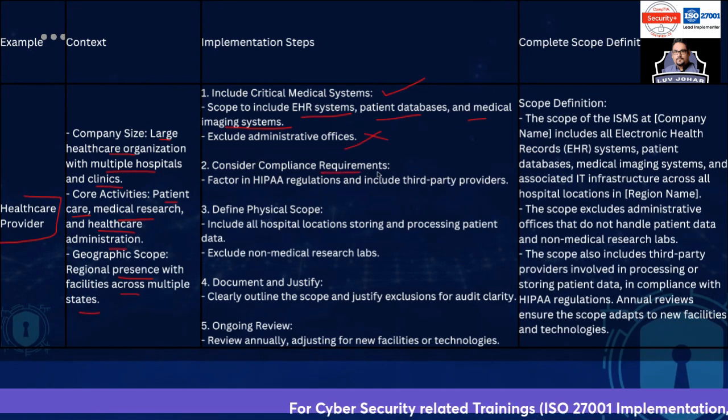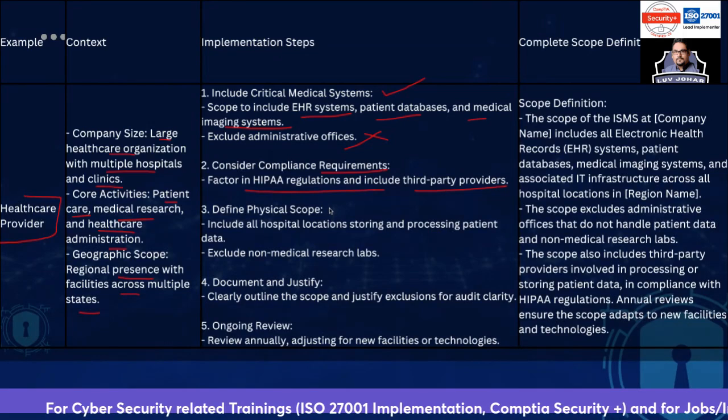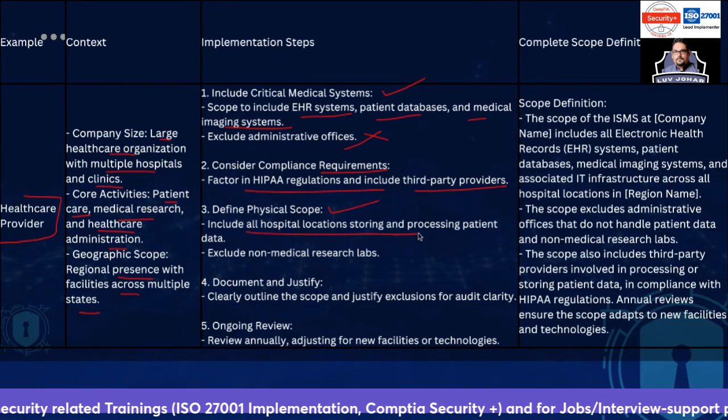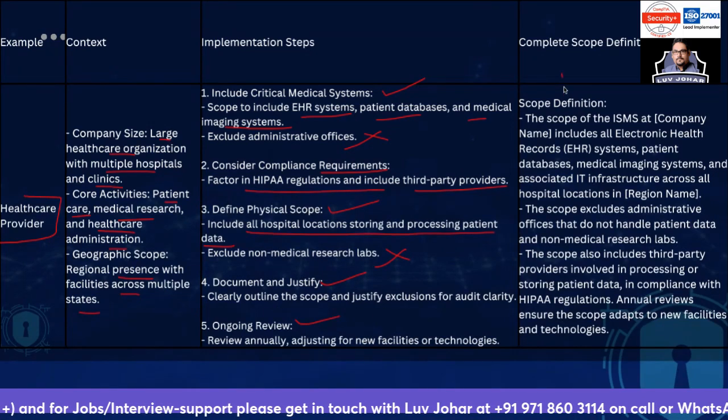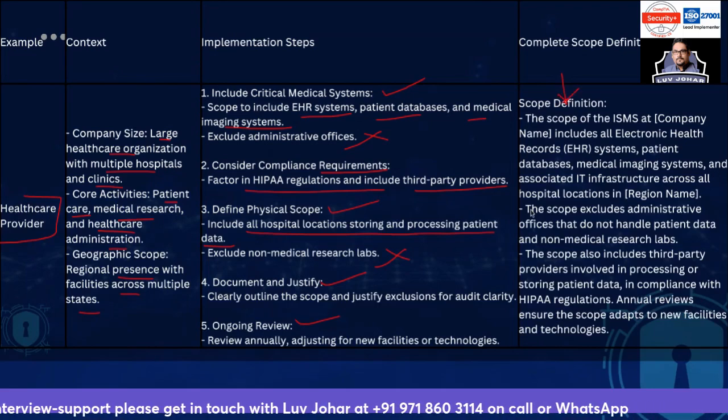Consider compliance requirements from a HIPAA perspective, including third-party providers. Define physical scope: include all the hospital locations storing and processing patient data. Exclude any non-medical research labs, right? And then you document, justify, and review. So this is the scope definition as per the implementation that we have done.